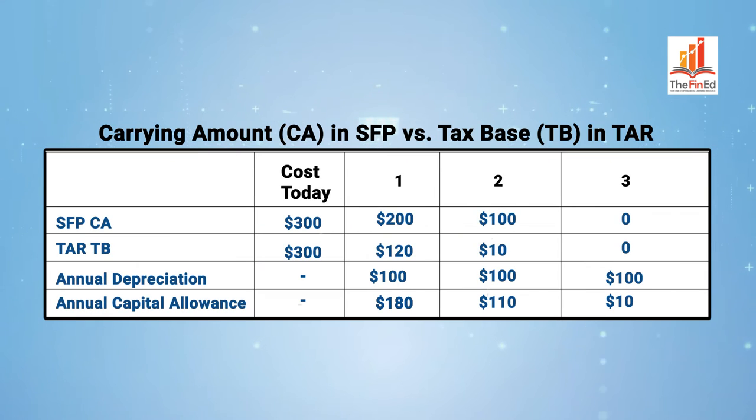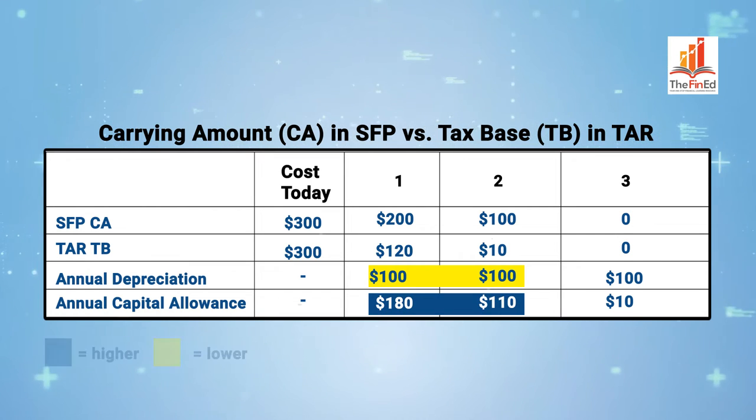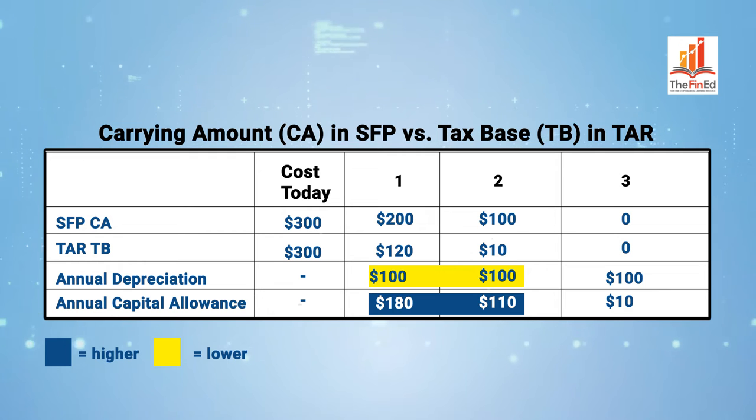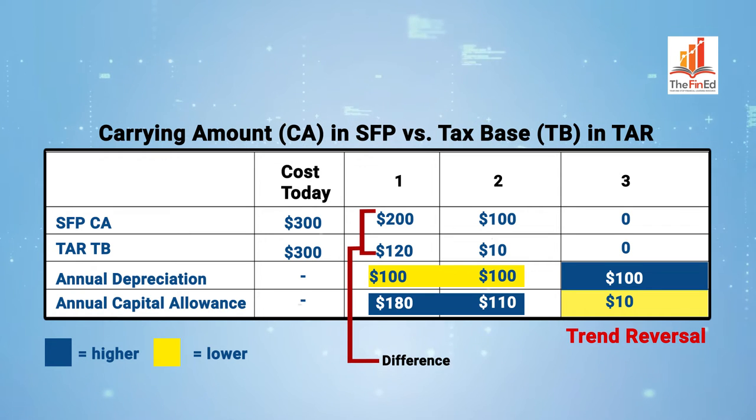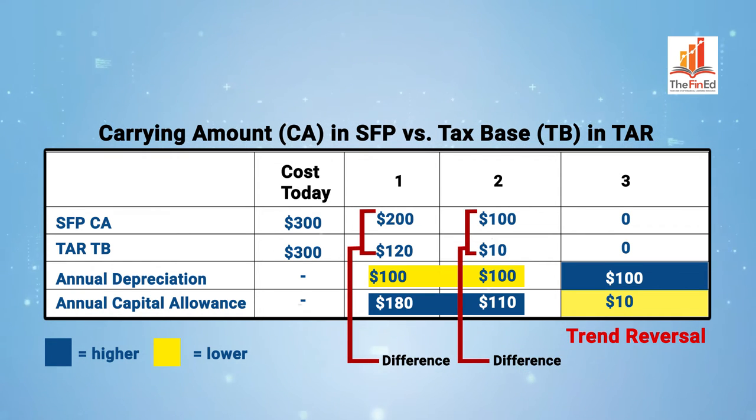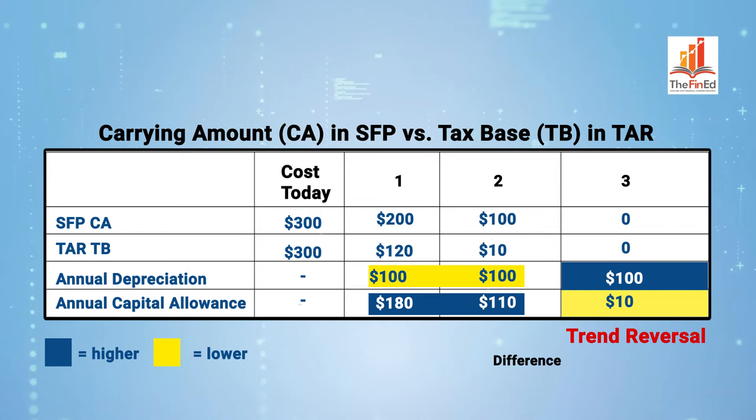Looking at the table, you will notice each year there is a difference between the depreciation charge and capital allowance. You will also notice that the capital allowance is higher than the depreciation charge in the first 2 years. Furthermore, there is a clear reversal in trend in the third year, such that the capital allowance is lower than the depreciation charge. This difference trickles down into a difference between the carrying amount of the asset and the tax base of the asset. Now, this difference is only temporary. And why do I say this? Well, because that trend is reversing, this difference was only temporary to start off with.